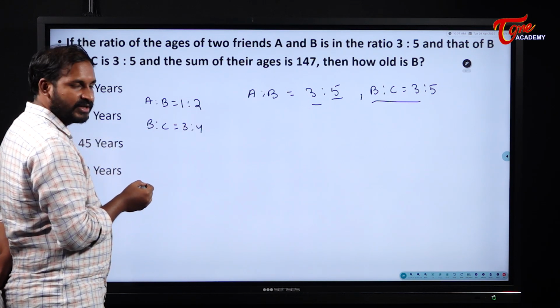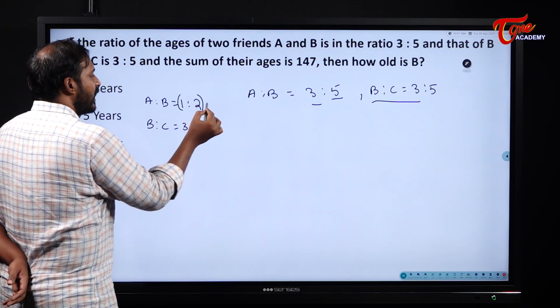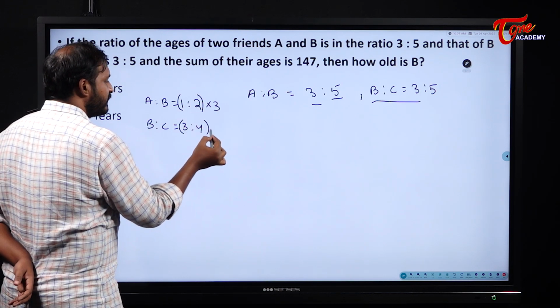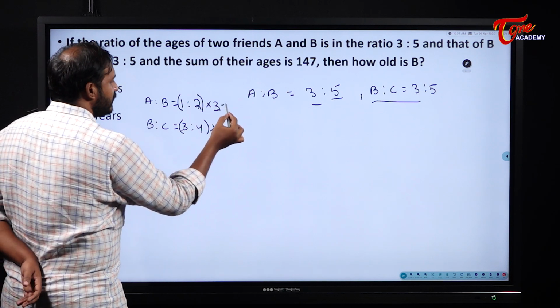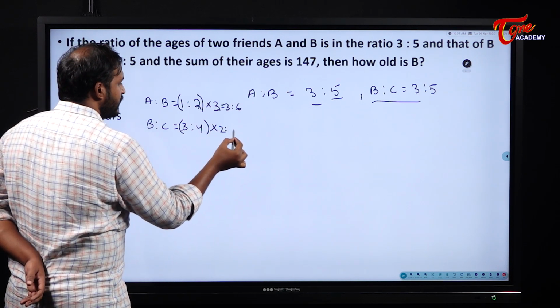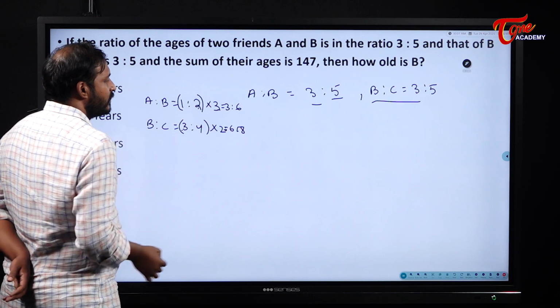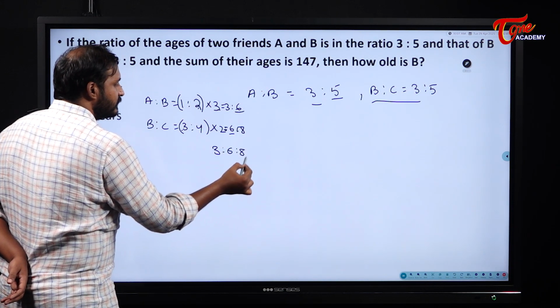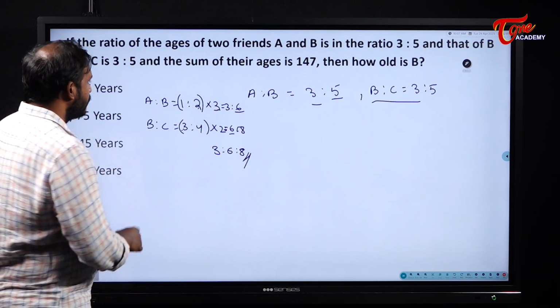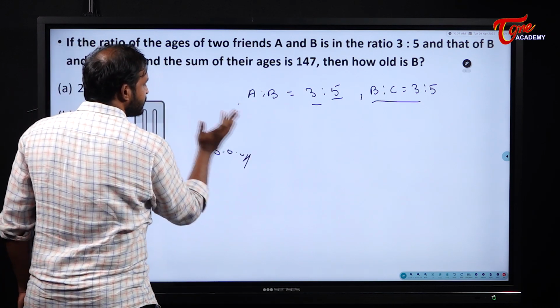Now how can I equalize B's portion here and here? Here it is 3 and here it is 2. What is the LCM of 3 and 2, or simply cross multiply it? I will multiply this with 3 and this one with 2. Now what happens to the ratio? 3:6 and 6:8. So 6 parts and 6 parts. So directly now I can write 3:6:8. This is the procedure.